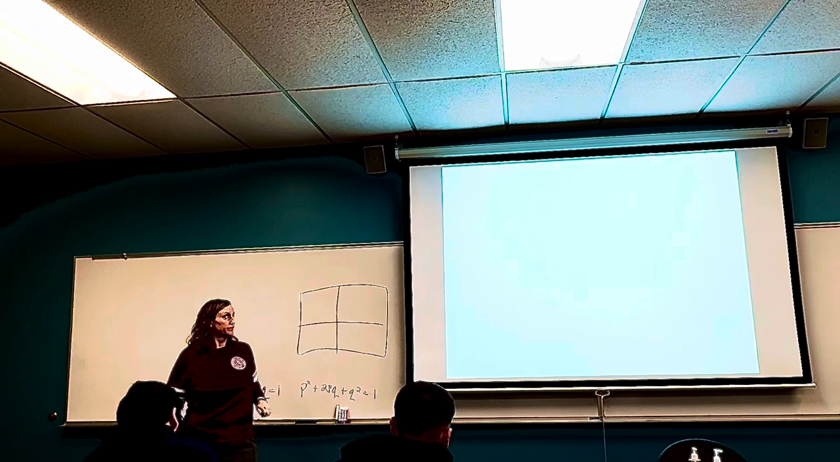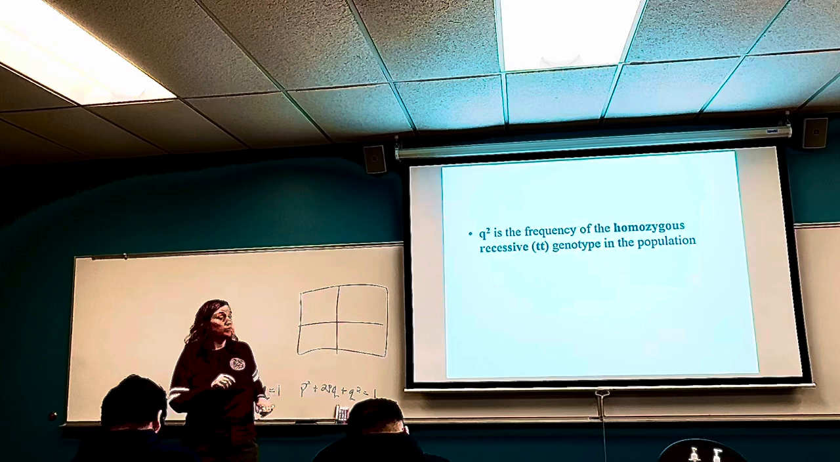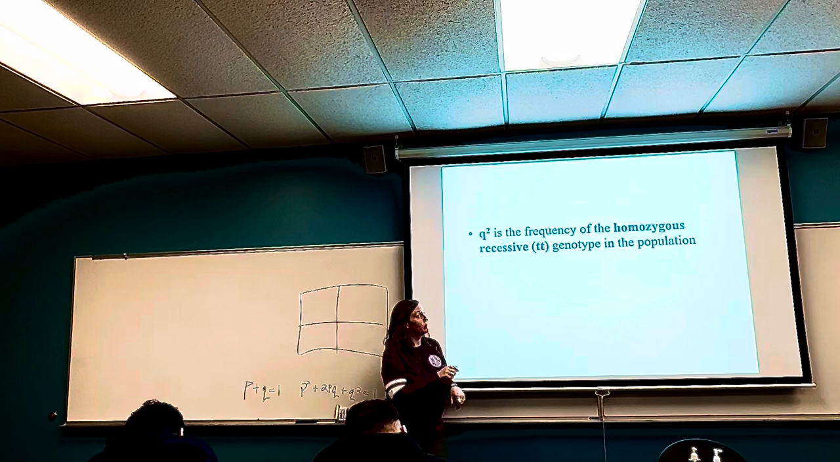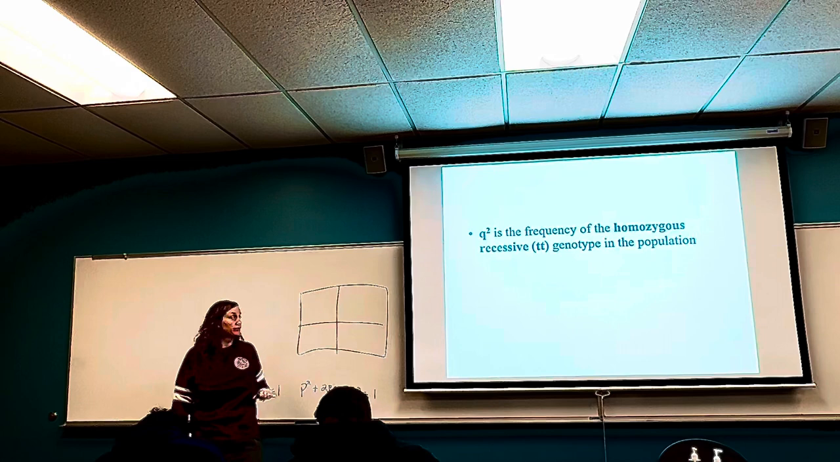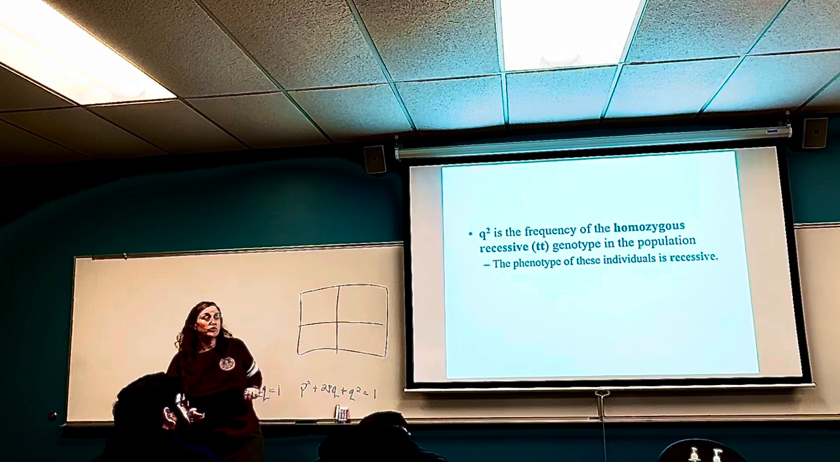And then q squared, we call that homozygous recessive, two of the same, little t. We have two of the same recessive genes. So again, remember, homozygous is two of the same. If it's little t, it's homozygous recessive. If it's big T, homozygous dominant. This is the only phenotype that is going to show the recessive trait.